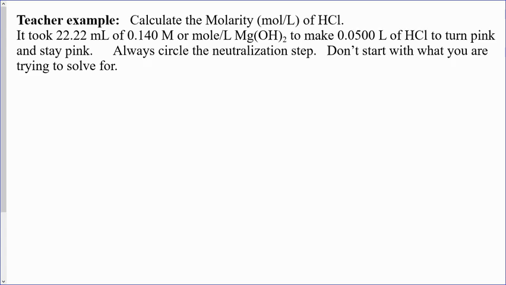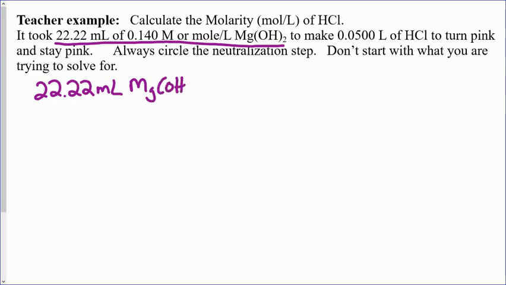All right, in this problem, we have three numbers. We're going to start with a set of numbers that all go together. So we're going to start with this 22.22 milliliters of magnesium hydroxide. Remember, the rule is you start with what you're not trying to find out. So we're trying to find out some stuff about the HCl, so we don't start with the HCl. So if milliliters are on top, then milliliters have to go on the bottom of the next step.